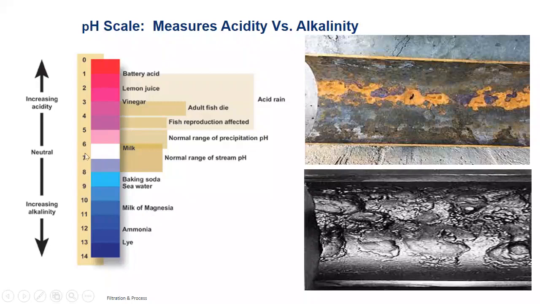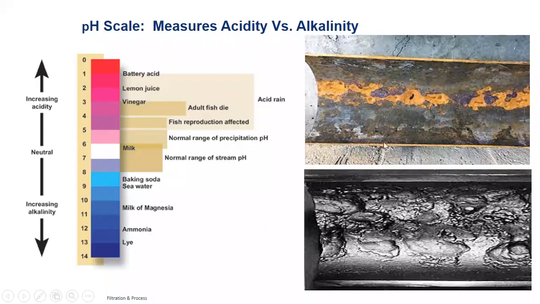So 6 is 10 times more acidic than 7. 5 is 100 times more acidic than 7. 4 is 1,000 times more acidic than 7. So this is a very powerful scale. The other thing is this is where we get more OH in the water. Hydroxide can be good and bad, just like acid can be good and bad. It's chemistry. It doesn't know what it's doing.